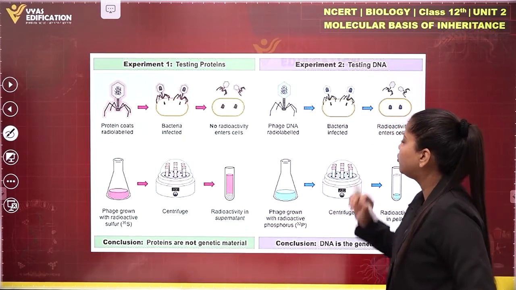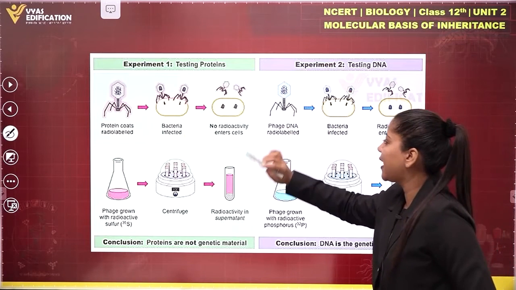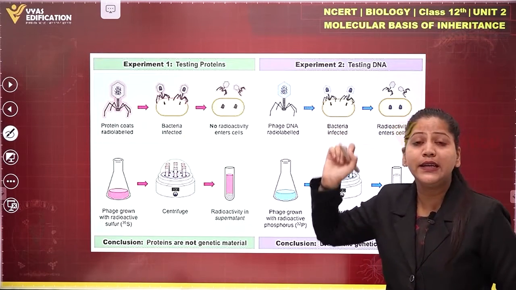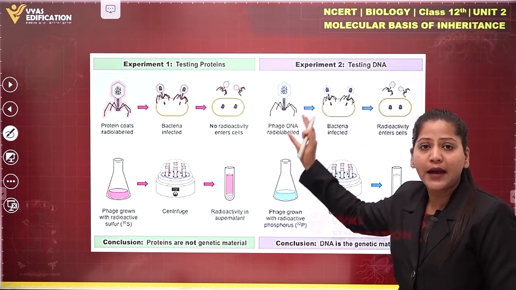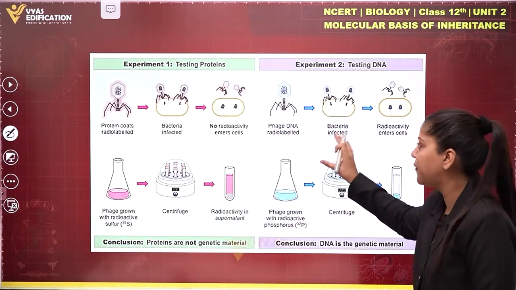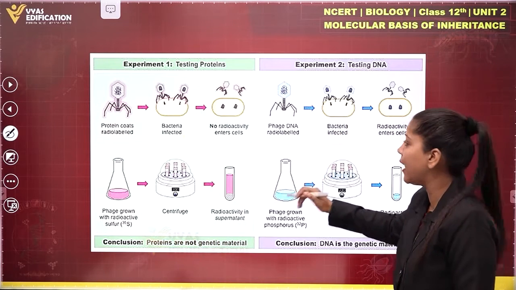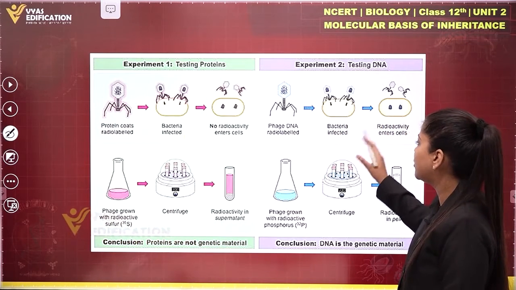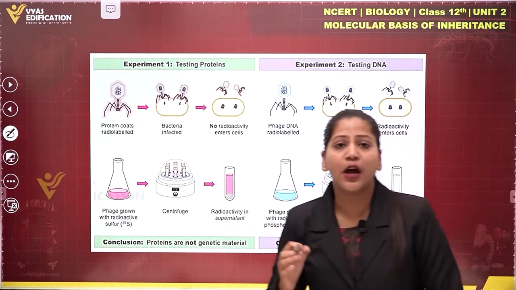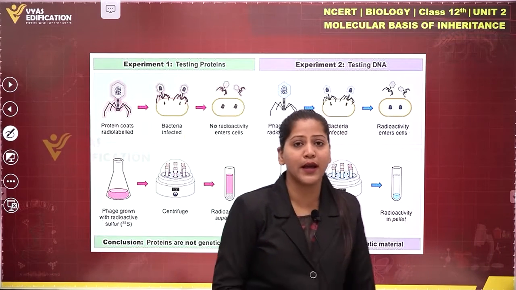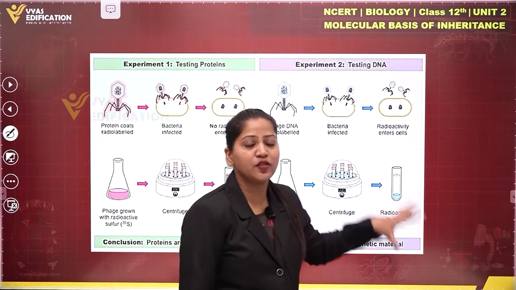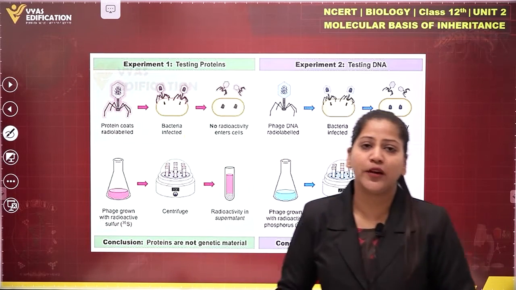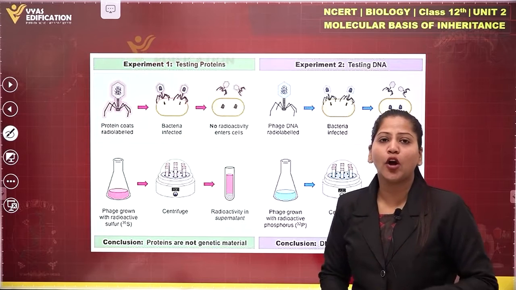But in experiment 2, when these scientists radiolabeled the DNA of this virus or bacteriophage and allowed this bacteriophage to infect the Escherichia coli, after analysis they found this E. coli was radioactive. So from this experiment they proved that genetic material is DNA but not proteins.